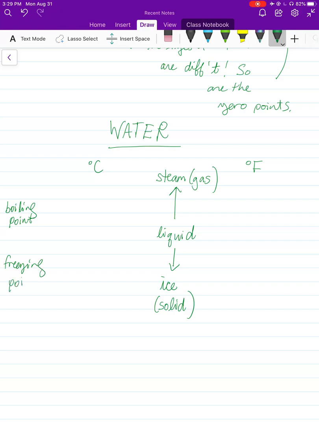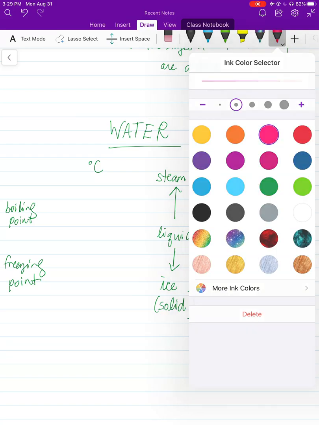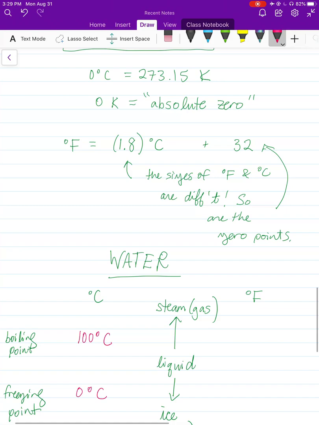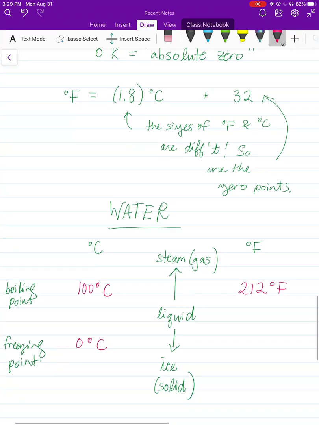Now, you may know the values of the boiling point and freezing point of water. I'm going to change color just so this is a little easier to read. The boiling point of water, of course, is 100 degrees Celsius. The freezing point of water, of course, is 0 degrees Celsius. Now, if I use this equation up here to convert those Celsius temperatures to Fahrenheit temperatures, I find that in Fahrenheit, the boiling point of water is the Manhattan area code, 212 degrees Fahrenheit. And the freezing point would be just 32 degrees Fahrenheit because of this equation.